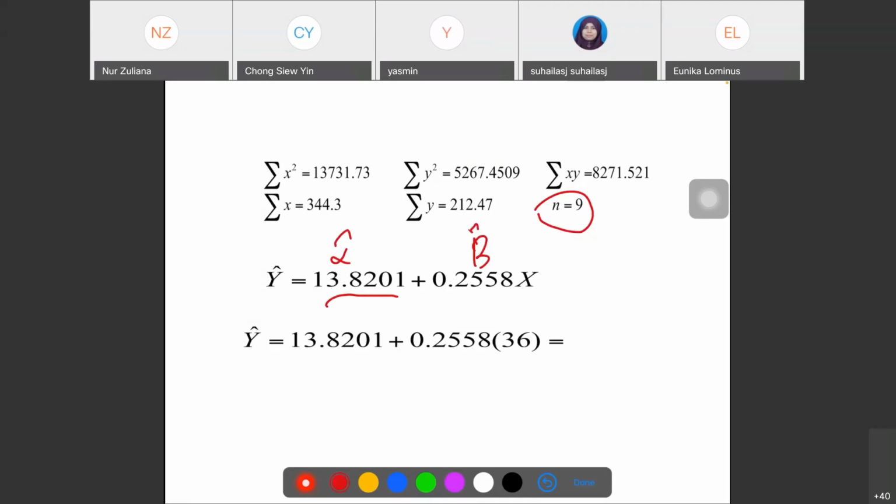And beta head is 0.2558. So double check if you find the value is quite different from the answer given.